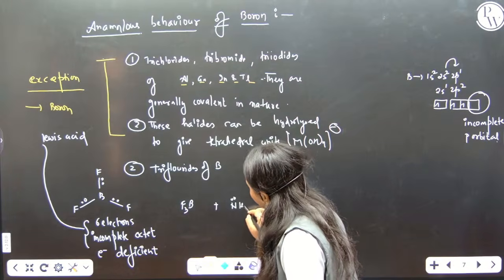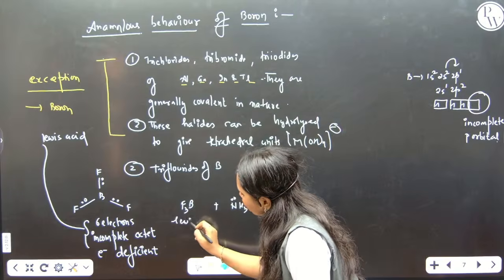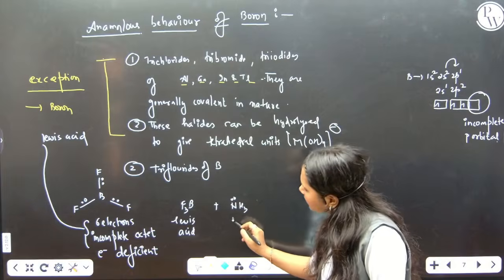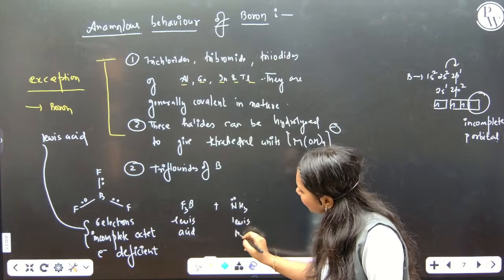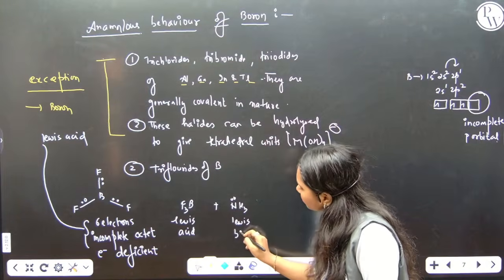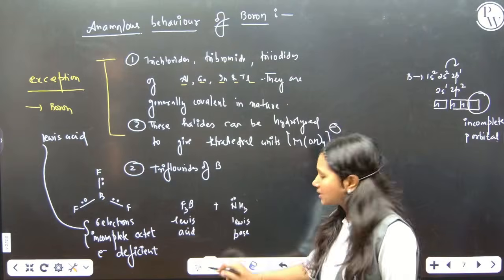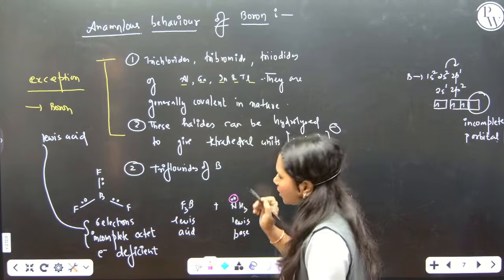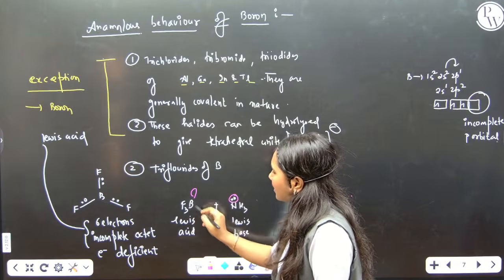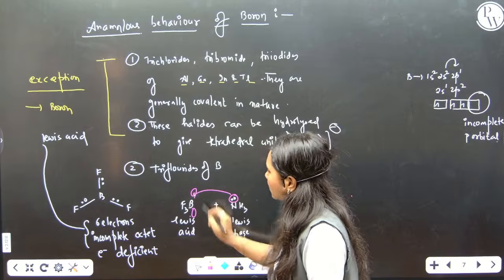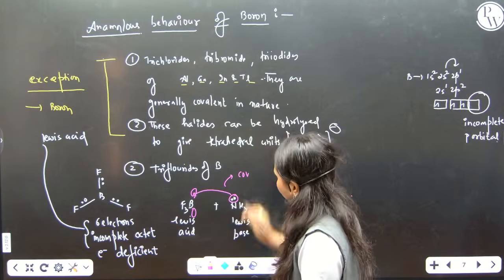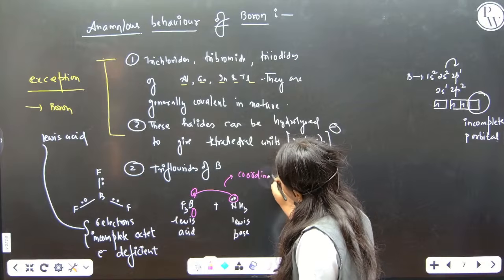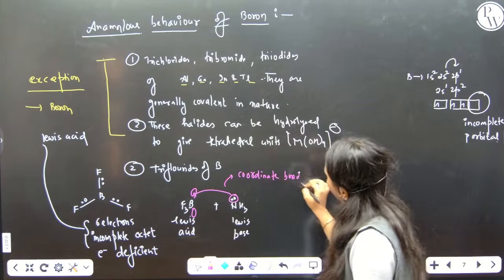And ammonia, this is a Lewis acid, right? This is a Lewis base. Correct? Yes. So what happens? This electron, which is a lone pair, goes to the empty p orbital. What kind of bond is this? This is a coordinate bond.